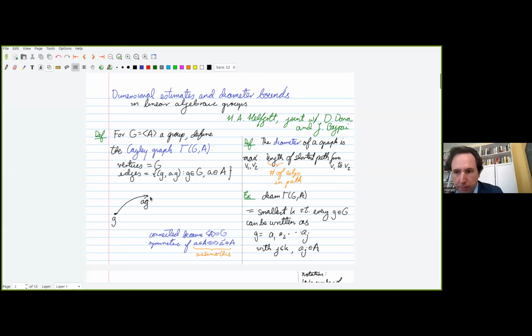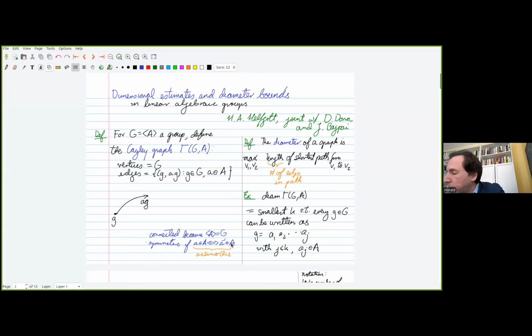So first of all, this graph is connected. You can easily see that from the assumption that A generates the group. And this graph is also symmetric, that is, every edge goes both ways, if it is the case that for every element of the set of generators, the inverse is also in that set A. And we will assume that. It simplifies matters and it doesn't change the final estimates much.